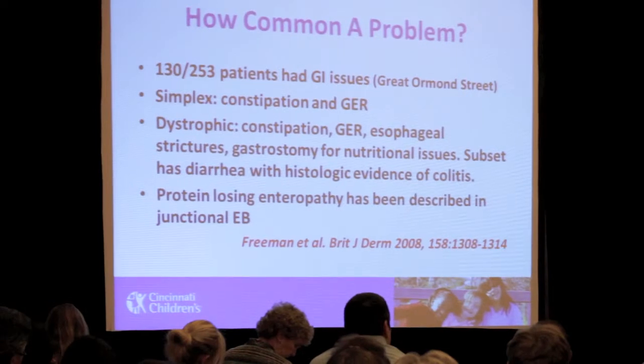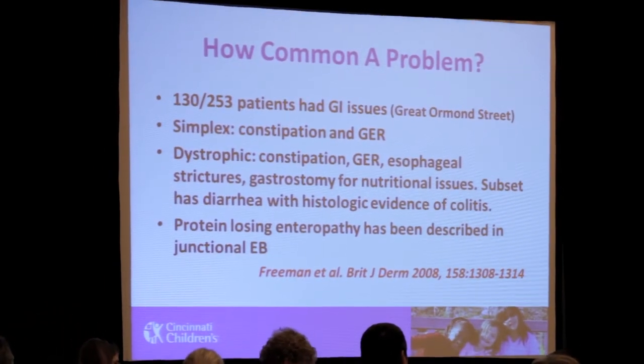Well, yes. And this is the best study I could find in the literature from Great Ormond Street. 253 children with EB, 130 had GI issues. In simplex, the most common were constipation and reflux. In the dystrophic forms, constipation, reflux, strictures, and the requirement for gastrostomies. There was a subset of patients who had diarrhea with evidence of colitis, and protein-losing enteropathy, which is loss of protein from an intestinal source, has been described in junctional EB, although they did not look at the rest of the GI tract and tell you specifically where it came from.